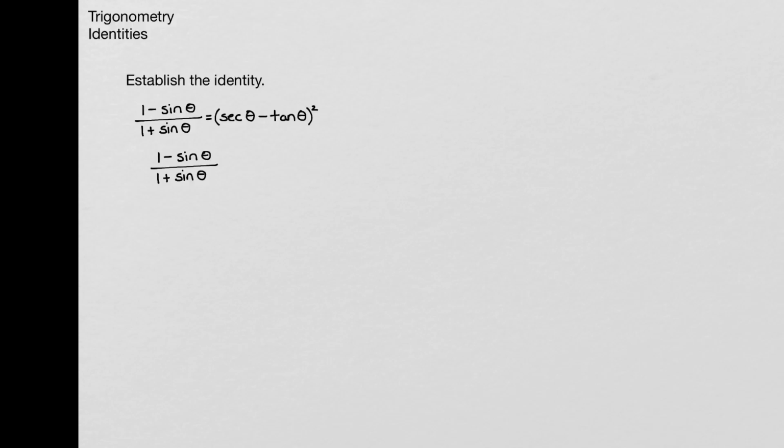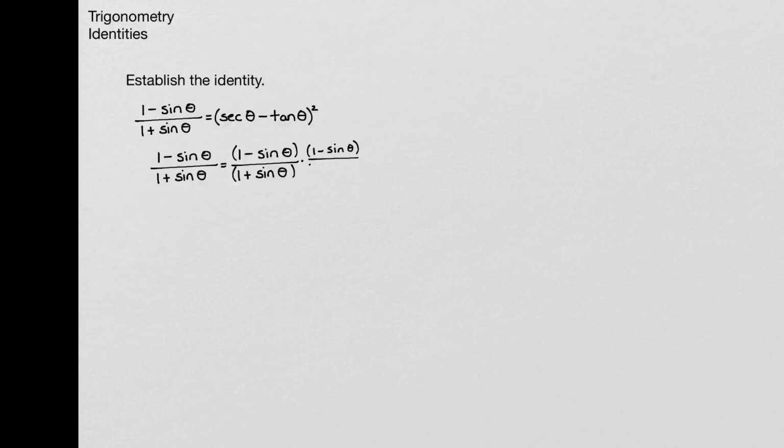And what I'll do here is I'm going to say that this is equal to the same thing again. What I'm going to do is multiply this quotient by the same thing on the top and bottom. And I'm going to multiply by 1 minus sine theta.